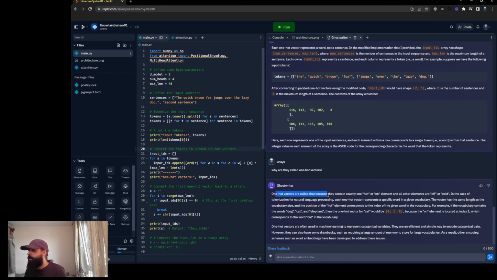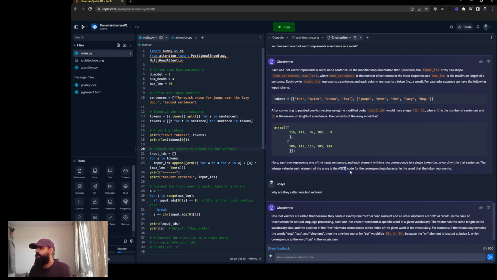They are called that because they contain exactly one hot or on element, and all other elements are off or cold. In the case of tokenization for natural language processing, each one hot vector represents a specific word in a given vocabulary. The vector has the same length as the vocabulary size, and the position of the hot element corresponds to the index of the given word in the vocabulary. For example, if it contains the words dog, cat, and elephant, the one hot vector for cat would be, that's my point, and here we just have the ASCII code.